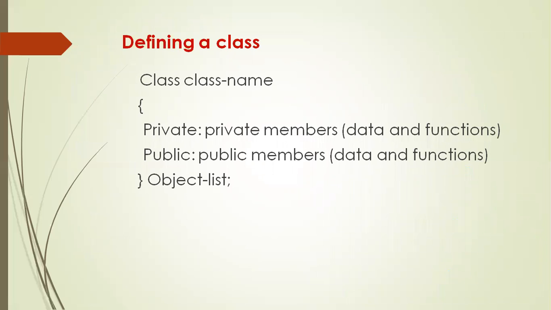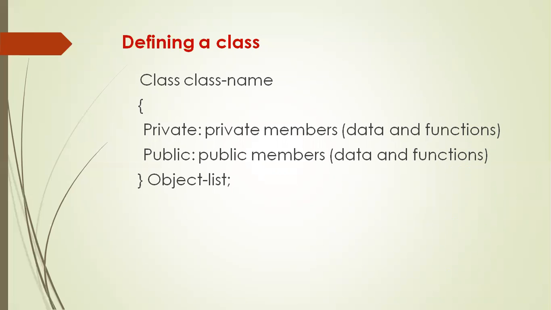Now we will study how you should define a class. In order to define a class, the general syntax is class, and you should specify a name for the class. For example, class student. Then there are two headings, private members and public members. That means any members of a class, member meaning both data and function, can be declared under the heading private or under the heading public. In the subsequent slide, I will explain what private members and public members mean.